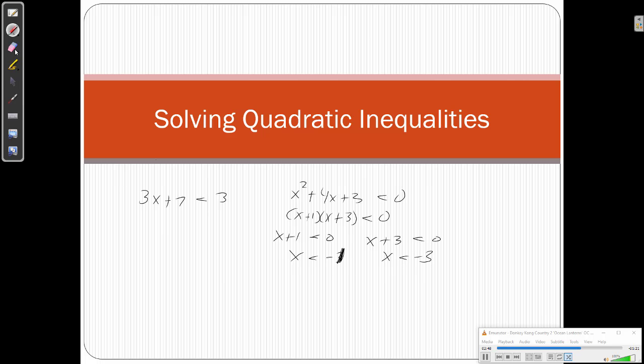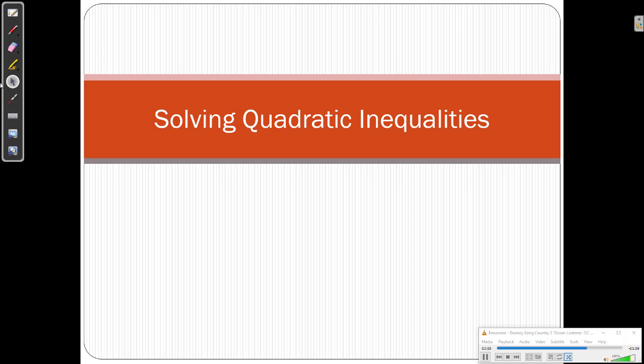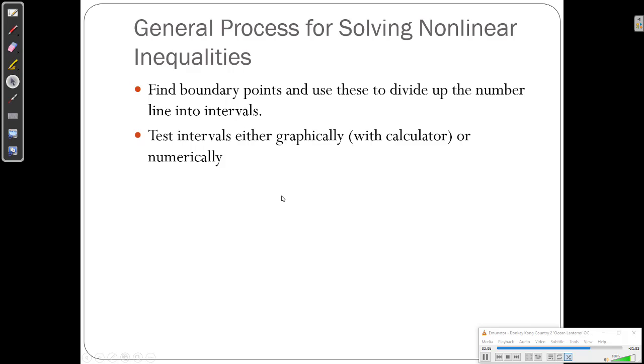So how do you actually find the solutions? Well, there's a general method for solving basically anything that's not linear. And it just really has 2 steps. You find boundary points. There's 2 real ways to do this, and we'll look at both of them eventually. Right now, we're just going to look at one of them. And use those to divide up the number line into intervals, and then test those intervals, either graphically with a graph, or numerically. Neither of them are particularly difficult. So let's look at some examples.